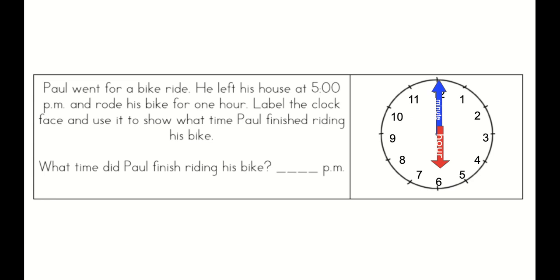So if Paul went for a bike ride and if he left his house at 5 p.m. and he rode his bike for 1 hour, you would label the clock like this. He finished riding his bike at 6 p.m. So 6, a colon, that's those 2 dots, 0, 0.